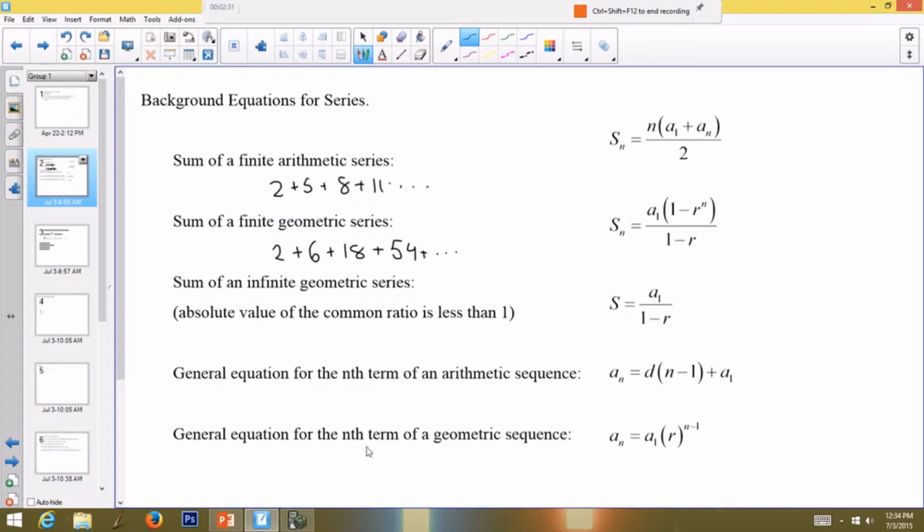And then the general equation for the nth term of a geometric series is given as this. r is that common ratio, n is the nth term, and a sub 1, I guess for all of these, a sub 1 is going to be the first term. S sub n is going to be the sum of the first n terms, and S is just going to be the infinite sum of them all.